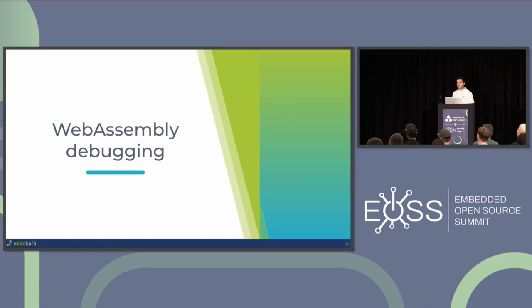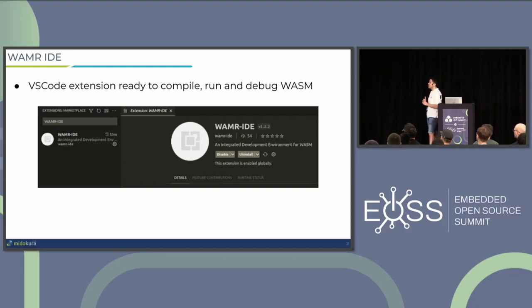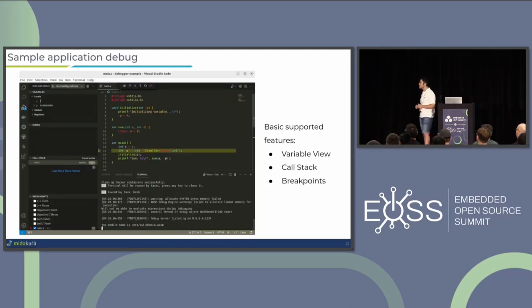Now I will introduce a little bit how WebAssembly debugging works. As I said, we are using WebAssembly Micro Runtime, and it is straightforward. It has available a VS Code extension that compiles, runs, and debugs your code quite easily. So for instance, you can install this VS Code extension. And voila, here we have a sample application that basically shows a little bit what it can support, and it's all what you need, or at least the most basic features, that is the variable view, the call stack, and putting breakpoints. So it is as easy as running this WebAssembly extension.